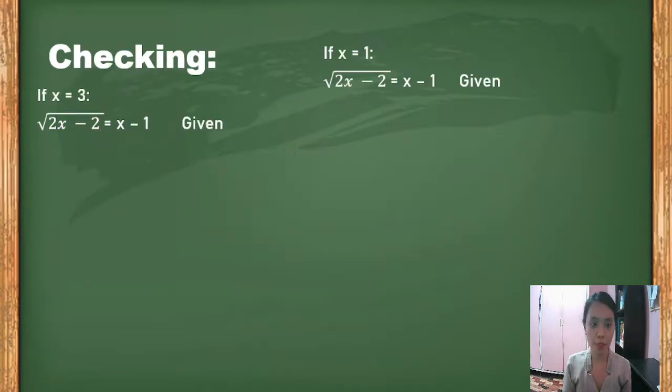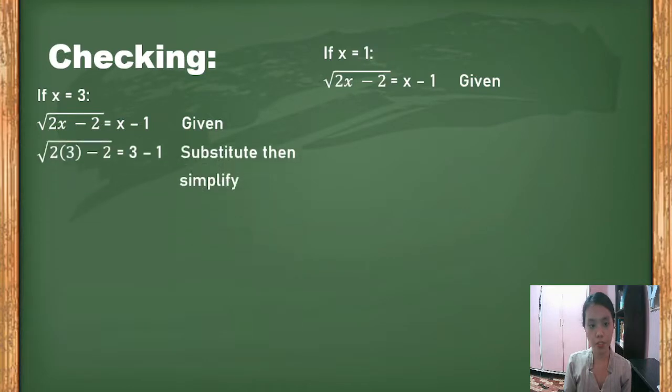Now, checking tayo kung tama yung ating sagot kasi baka maisa sa kanila ay mag-extraneous value. So, unahin natin i-substitute ang 3 sa ating given. So, when you substitute it, ganito ng kanyang itsura. Square root of 2 times 3 minus 2 equals 3 minus 1. So, when you simplify it, you have square root of 4 equals 2.